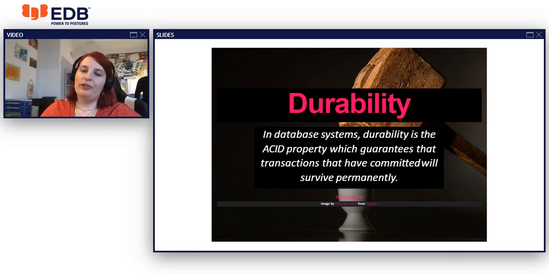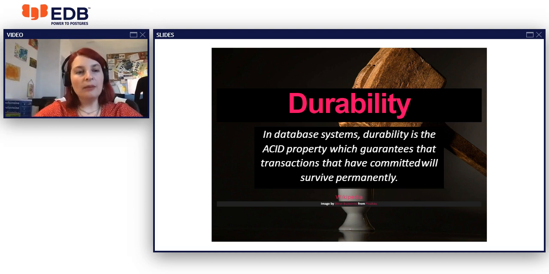And then you have the durability. Durability is very important. It just means that once you have the commit acknowledgement, there is no way your data can be lost by the system. If it is, the system failed you and it's not good.